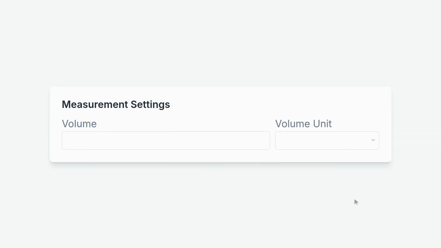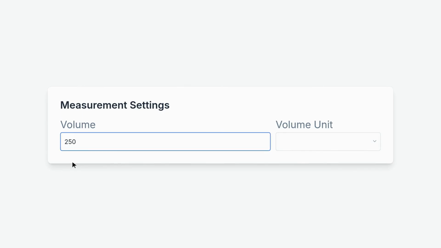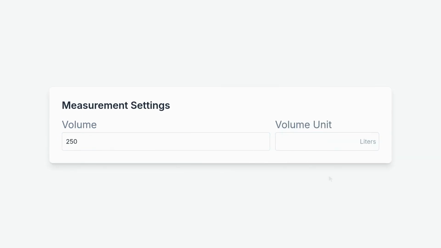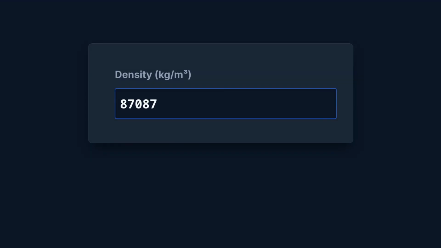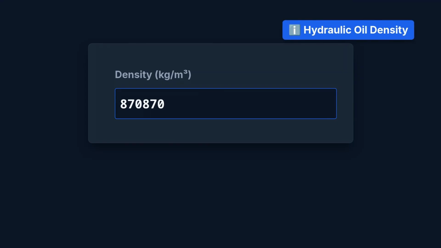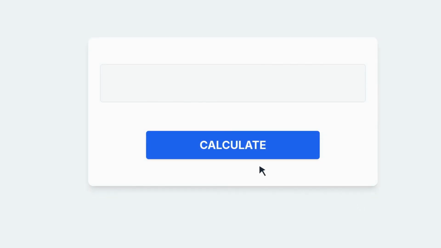Let's work through a practical example. Imagine we're calculating the mass of hydraulic oil in a reservoir. Enter 250 in the volume field. Select liters from the volume unit dropdown. Enter 870 in the density field, representing typical hydraulic oil density. The calculator instantly computes the mass as 217.5 kilograms.